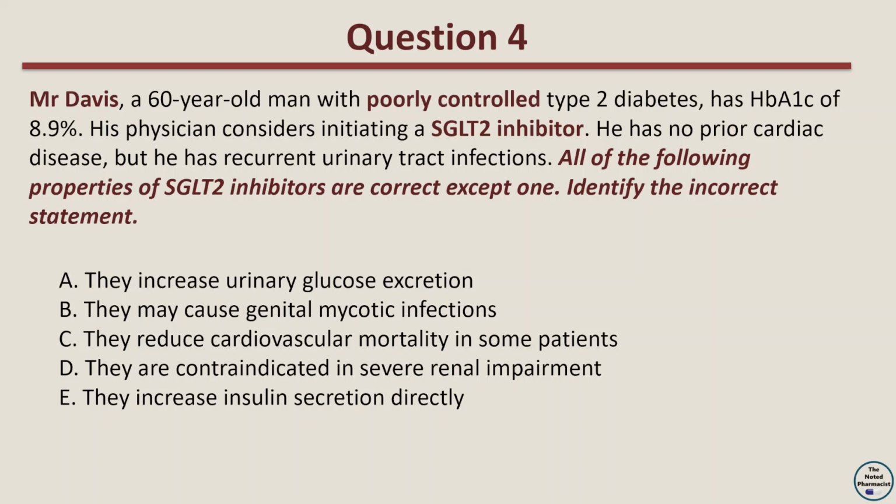Identify the incorrect statement. Option A, they increase urinary glucose excretion. Option B, they may cause genital mycotic infections. Option C, they reduce cardiovascular mortality in some patients. Option D, they are contraindicated in severe renal impairment. Option E, they increase insulin secretion directly.